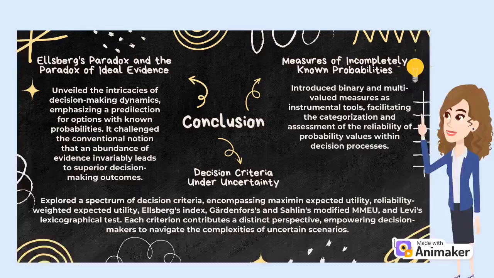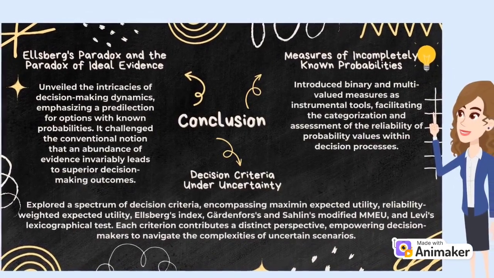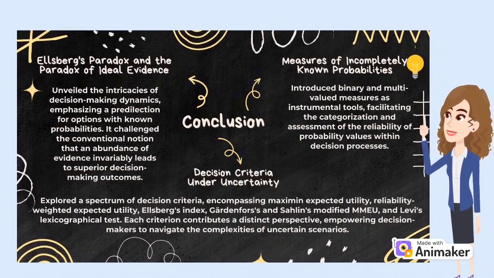In conclusion, this chapter on decision making under uncertainty has explored the intricacies of decision making dynamics and the challenges of making choices in uncertain scenarios. The chapter has introduced measures of incompletely known probabilities and a range of decision criteria, each providing a unique perspective on decision making. By understanding and utilizing these tools, decision makers can make informed choices that take into account the uncertainties and risks involved.